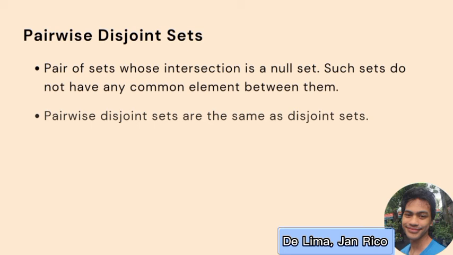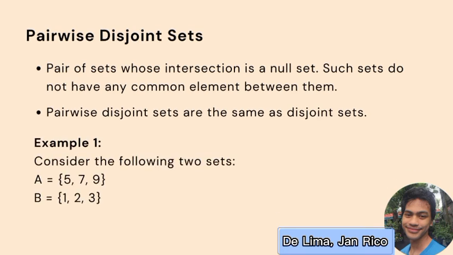Okay, next we have here the pairwise disjoint sets. We can understand pairwise disjoint sets as the pair of sets whose intersection results in a null set. This indicates that such sets do not include any common element between them, and therefore, pairwise disjoint types of sets are considered the same as disjoint sets.